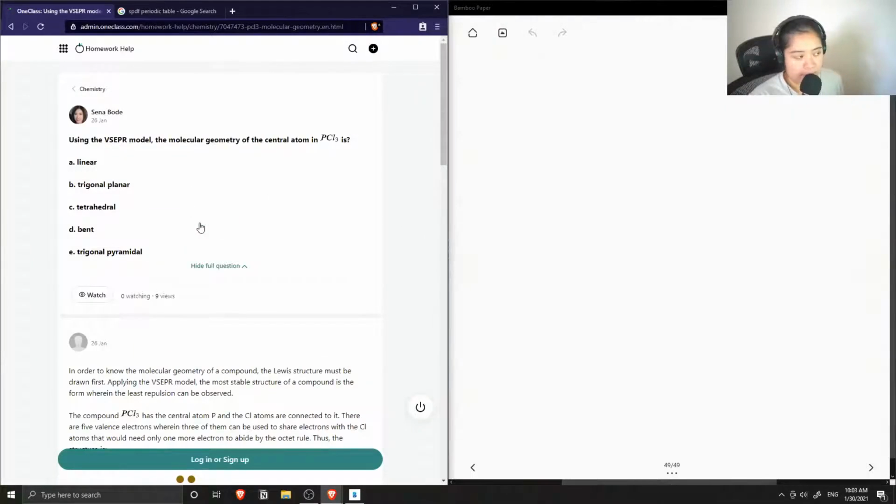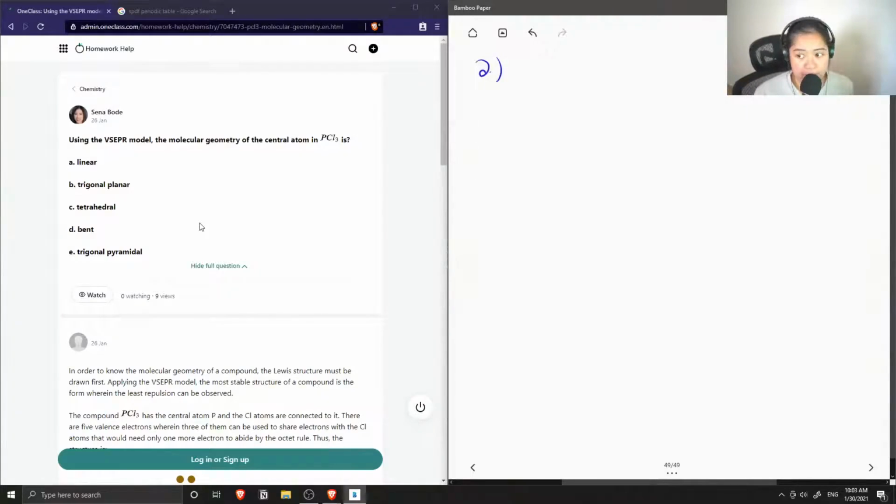Okay, so question number 2. Using the VSEPR model, the molecular geometry of the central atom in phosphorus trichloride is linear, trigonal planar, tetrahedral, bent, or trigonal pyramidal. Okay, so to answer this question, we first need to draw out the Lewis structure for phosphorus trichloride.